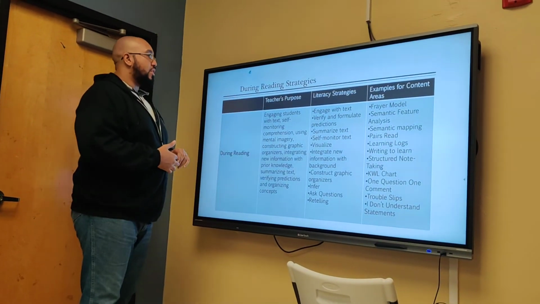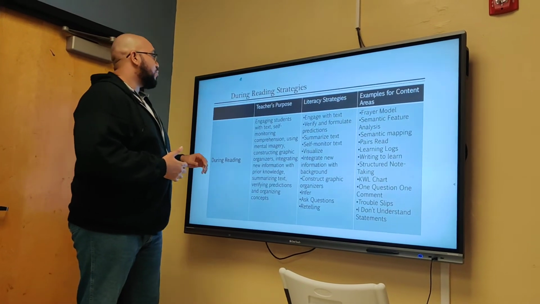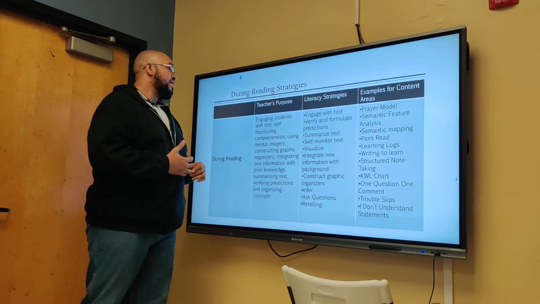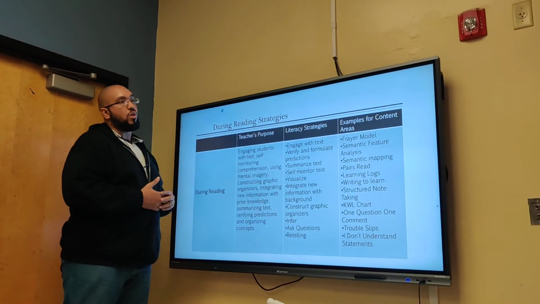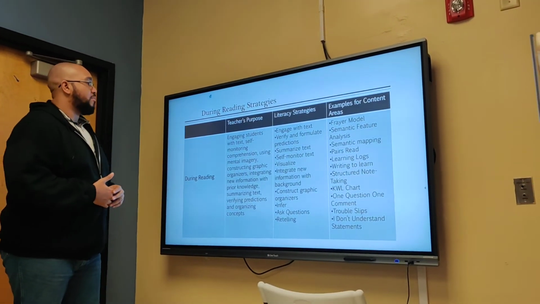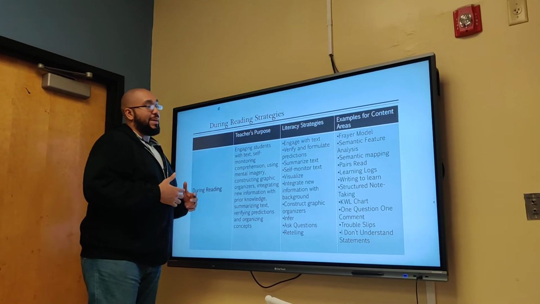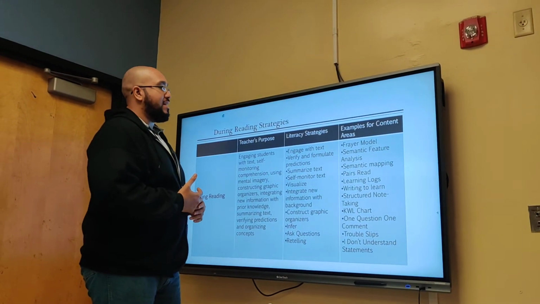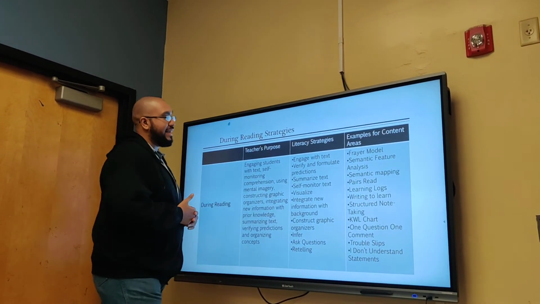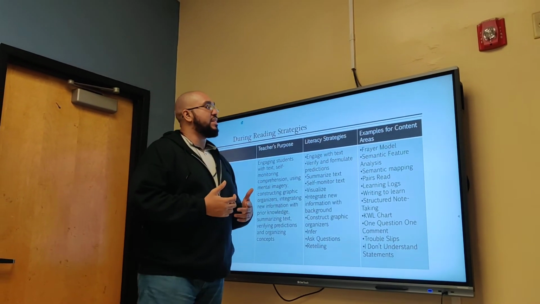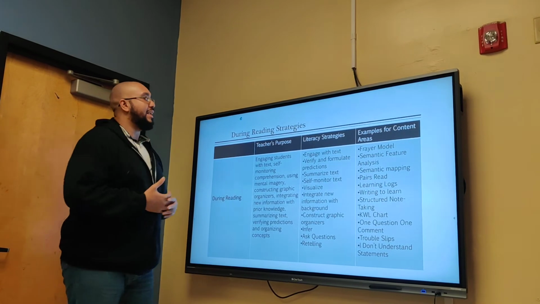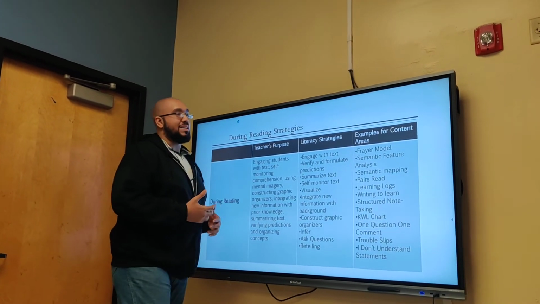All right. So again, with the reading strategies, we want to engage students with text and self-monitoring comprehension. In other words, have the students grade their own work and critique their own work. You can do it in groups, in pairs, or even as a Socratic method with the whole class engaging in it. Verify and formulate predictions. Have them see what they think is going to be the outcome and then compare it to what they did to get that thought process going.